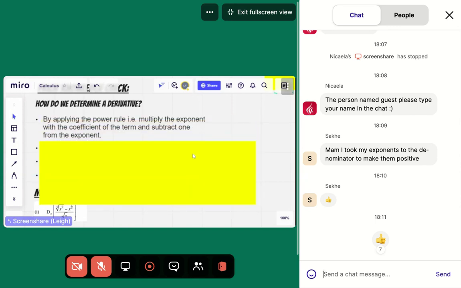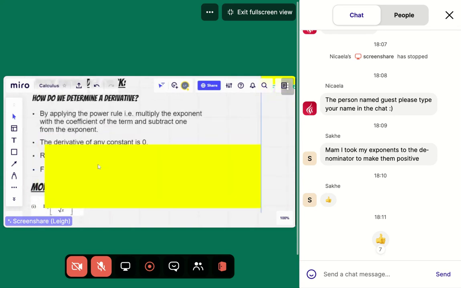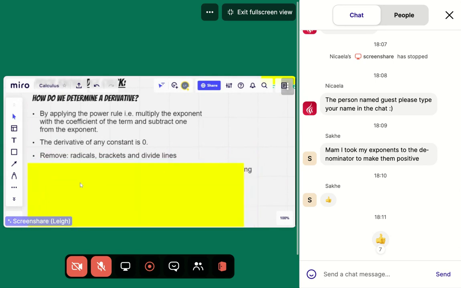What I was trying to get at is that we're going to apply the power rule. We multiply the exponent with the coefficient of the term and then subtract 1 from the exponent. The derivative of any constant is 0. And that's what you were saying, Malu. We need to remove radicals, brackets, and divide lines.